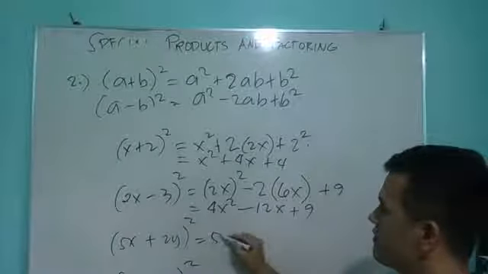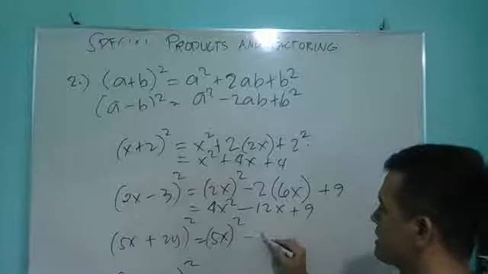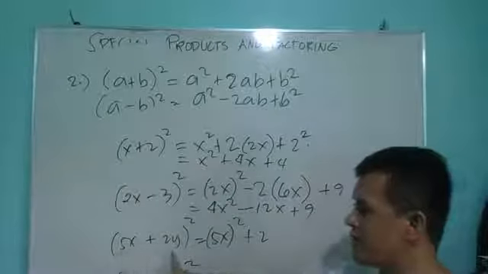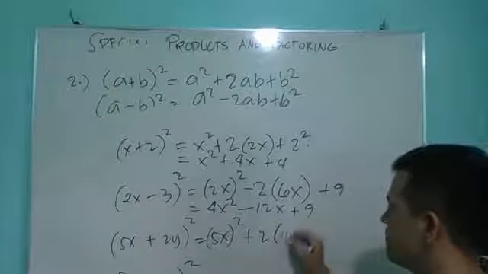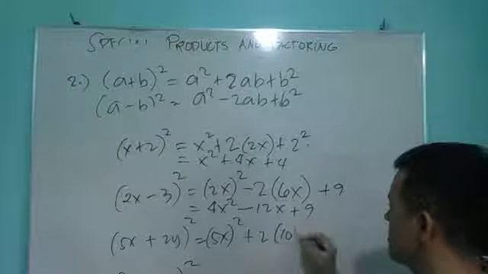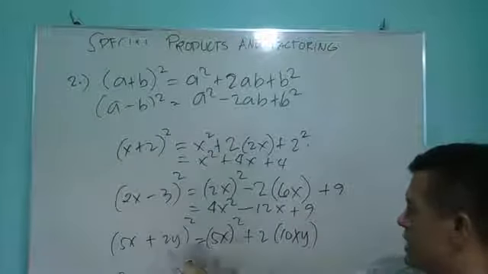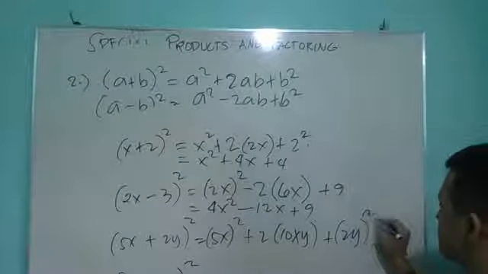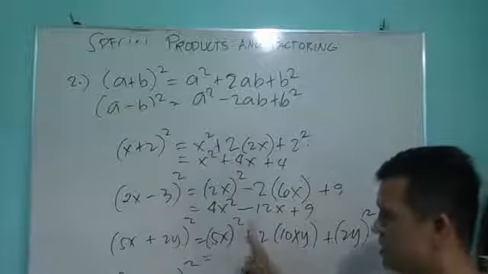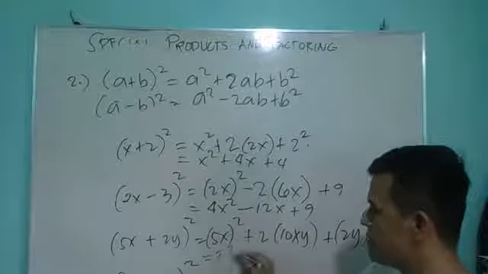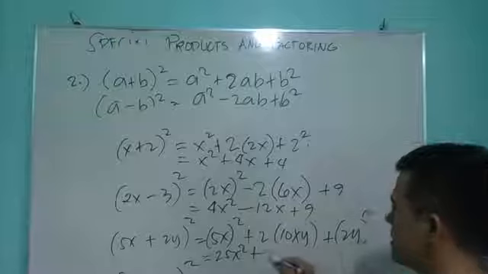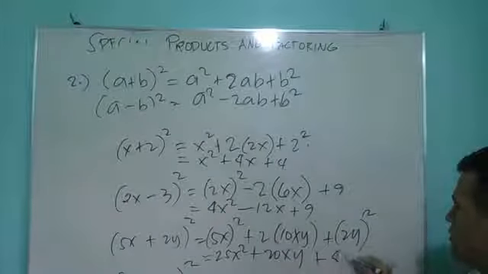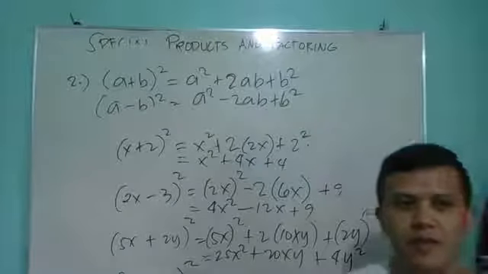Next one, we have 5x. Square the first, minus 2. Oh, plus, I'm sorry, because this is plus. Plus 2 times ab, multiply that. 5x times 2y, so that is 10xy, I'm sorry, 10xy. And then square the last, that is plus (2y) squared. So this one is equal to 5x squared, that is 5 times 5, 25x squared, plus 20xy, plus (2y) squared is 2 times 2, that is 4y squared. That's it. Okay, next one.